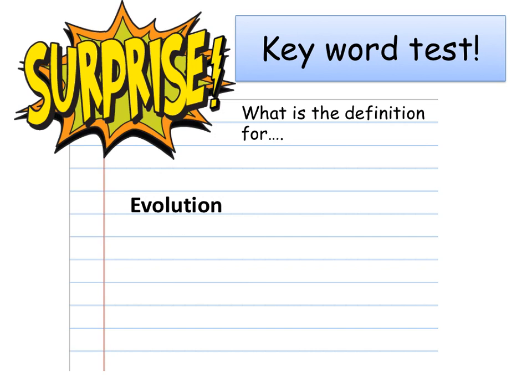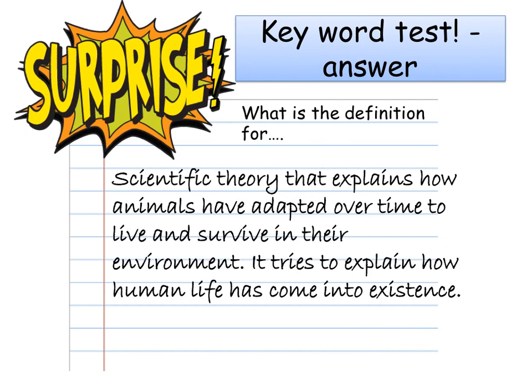It's time for our first keywords test. I want you on your piece of paper to write down the definition of the word evolution. Evolution is the scientific theory that explains how animals have adapted over time to live and survive in their environment. It tries to explain how human life has come into existence as well.